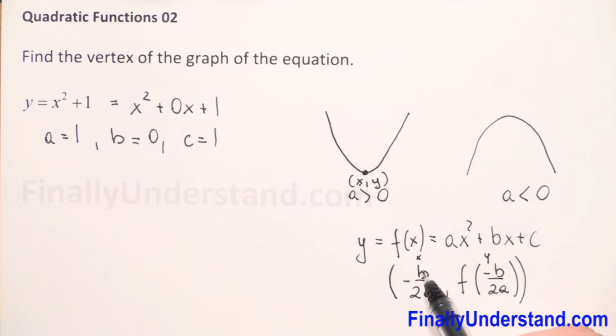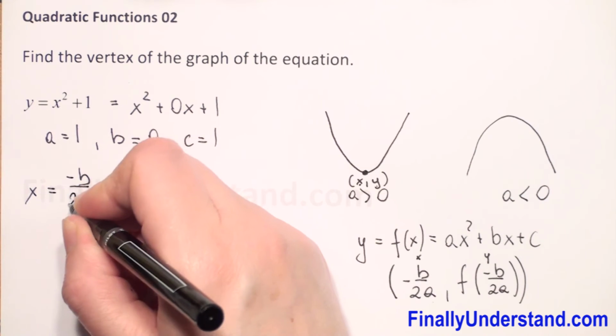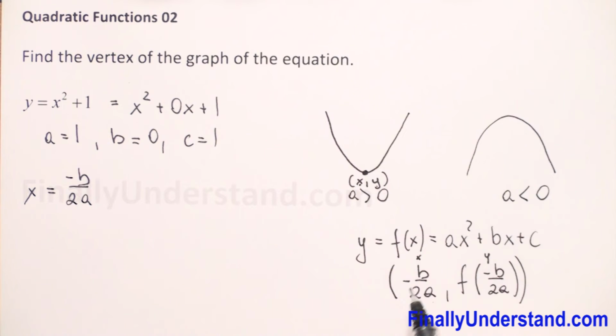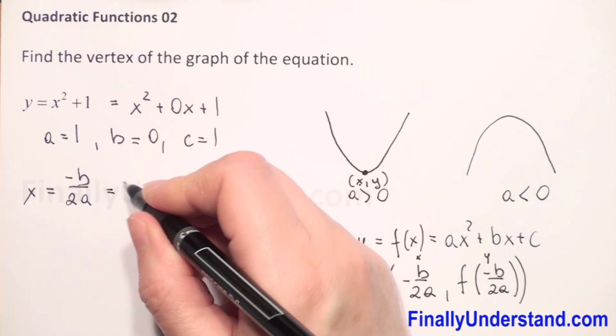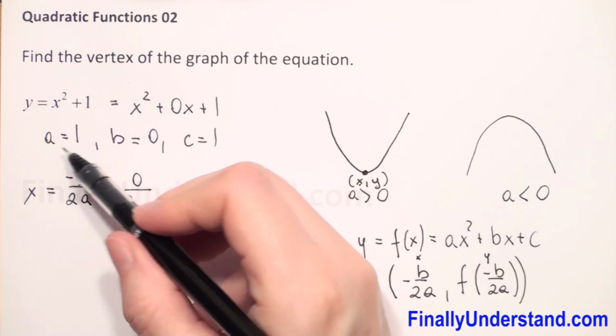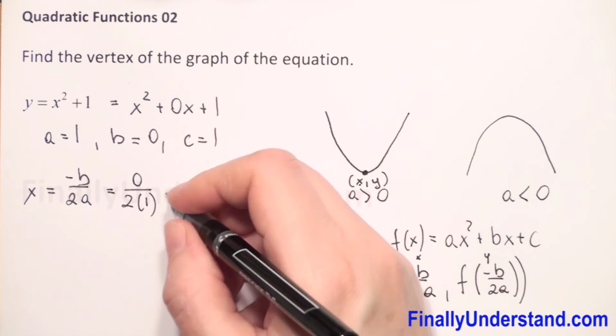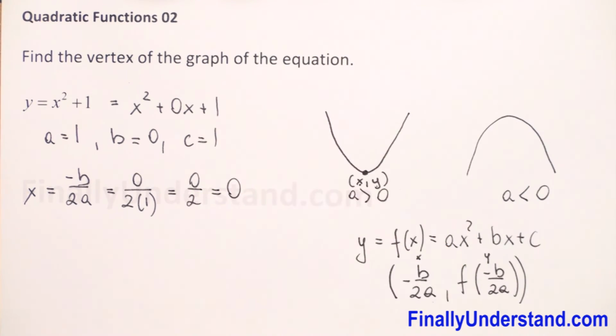One more time, x is negative b over 2a. This is the formula. So let me write that x is equal to negative b over 2a. I can write this negative sign before the fraction, or I can take it to the numerator. It doesn't matter. So b we have is 0, so negative 0 is still 0, so we have 0 over 2, and a is 1. So we have 2 times 1, so this is equal to 0 over 2, so this is equal to 0.